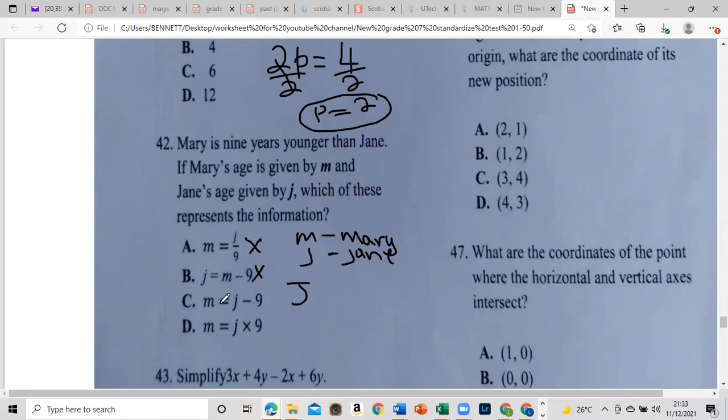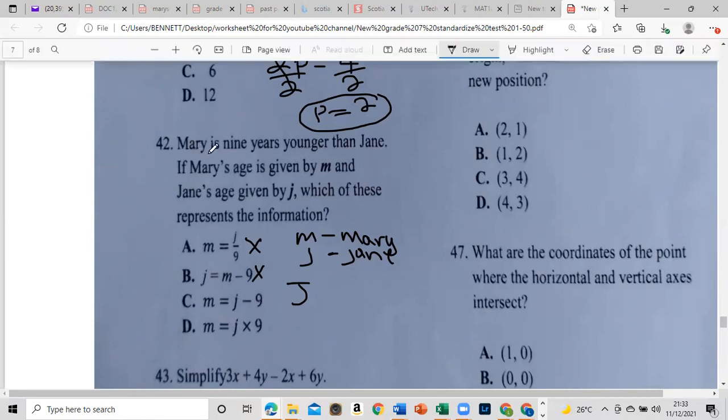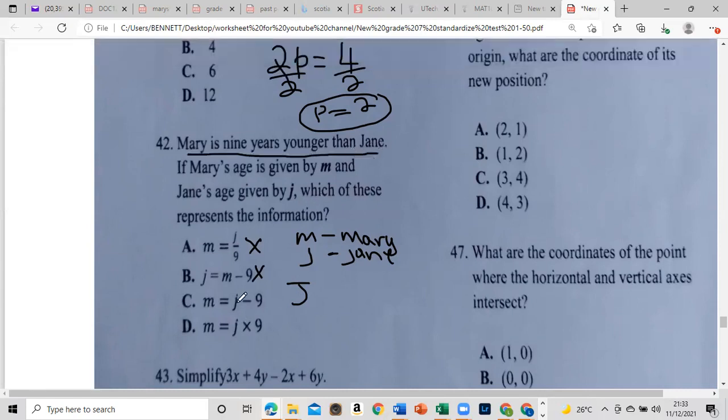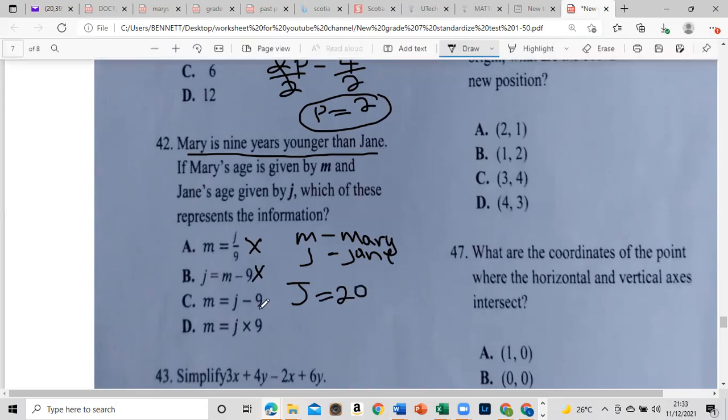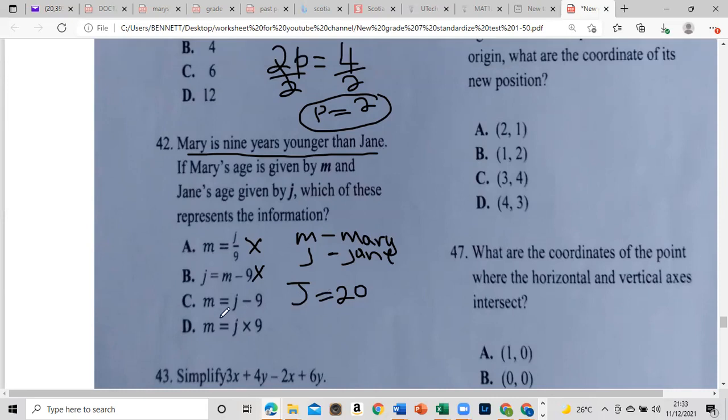Mary's age is Jane minus 9. Because remember, Mary is 9 years younger. So if Jane is 20, Mary is 11. That's how we could get it, right? So let us say Jane is 20, just to prove to you guys that it's correct. Mary would be 11 because she is 9 years younger. So that would leave us with this. That's how we could find Mary's age. We could eliminate the multiplication because that would make no sense.